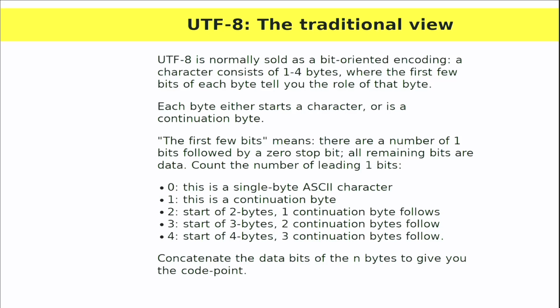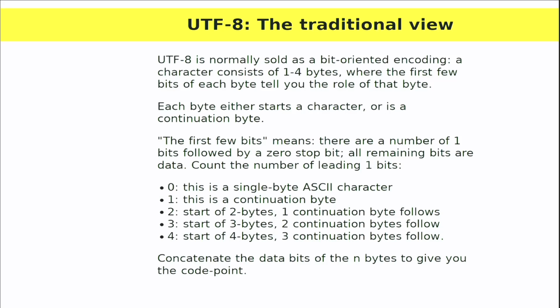If it's got exactly 1 leading bit set, then it's a continuation byte. If it's got 2 leading bits, it's the start of a 2-byte character, and so there'll be 1 continuation byte following. If there are 3 ones at the start of the Unicode character, then it's a 3-byte character, and similarly, if there are 4 ones at the start, then it's 4 bytes with 3 continuation bytes after it. So what you do is you work out how many bytes you've got to look at, and then you take off all those leading ones and concatenate the data bits of the n bytes to give you the code point.